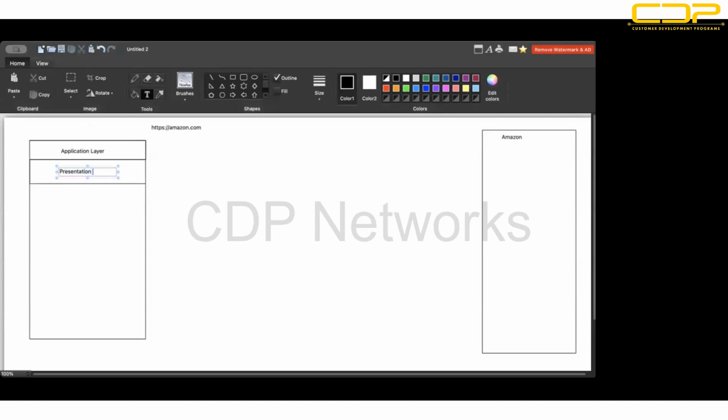Of course, we have the application layer. After that, we have the presentation layer, of course, the session layer, because we need to establish a session, then the transport layer, which we mentioned before. After that is the network layer.